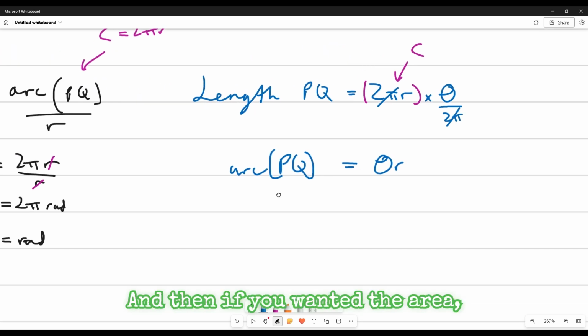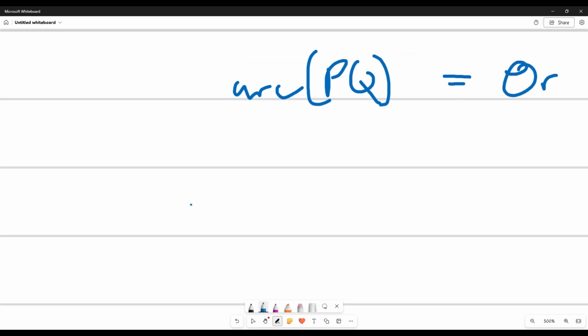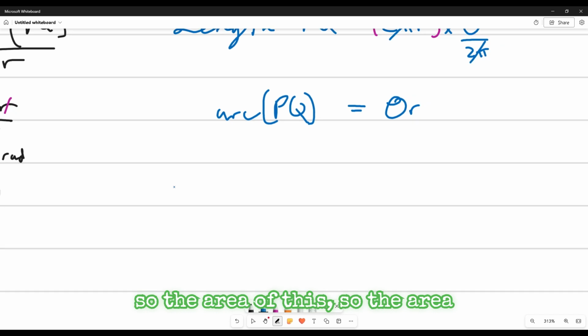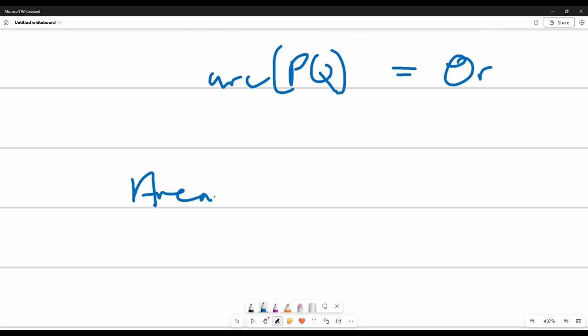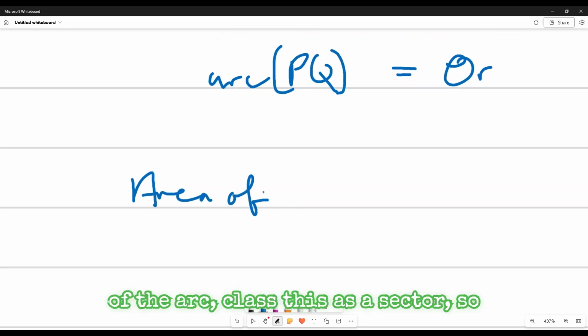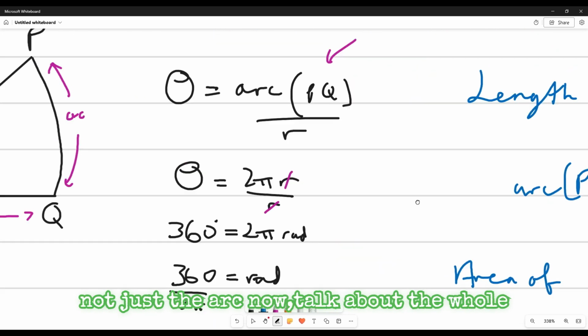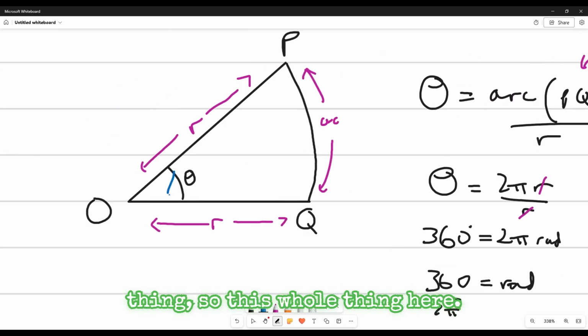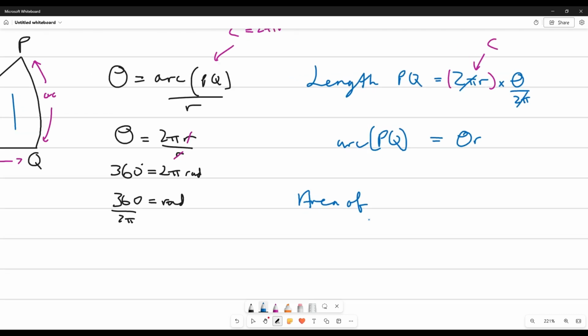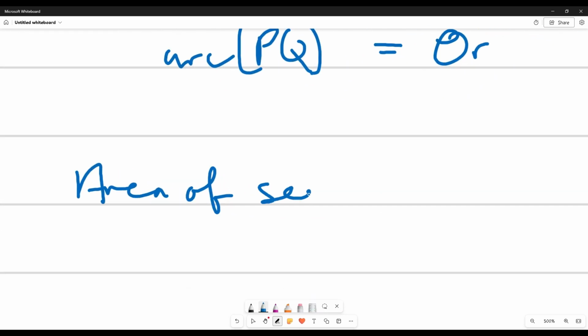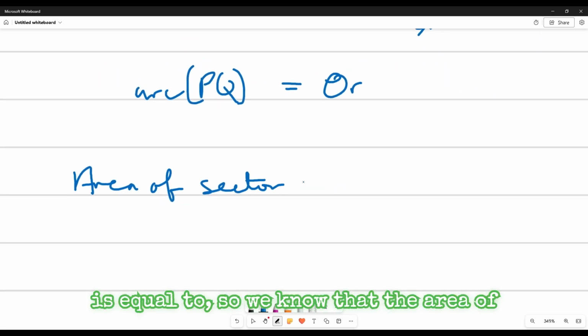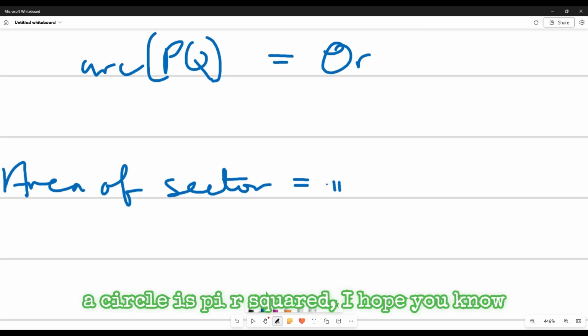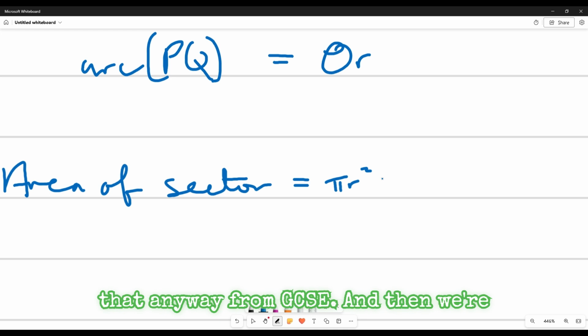And then if you wanted the area of this, so the area of the arc, or class this as a sector, so not just the arc now, we're talking about the whole thing, so this whole thing here. So area of the sector is equal to, so we know that the area of a circle is pi r squared, yeah? Well, I hope you know that anyway from GCSE.